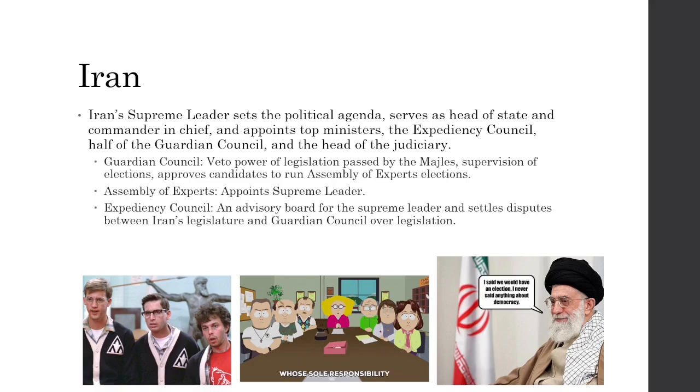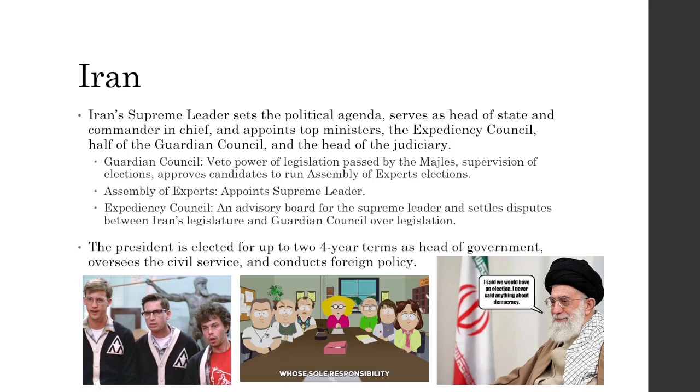Now, the supreme leader also appoints the head of the judiciary. The judiciary also appoints the other half of the Guardian Council, who approve the Assembly of Experts, essentially, who appoint the supreme leader. Again, another circle kind of forming here.